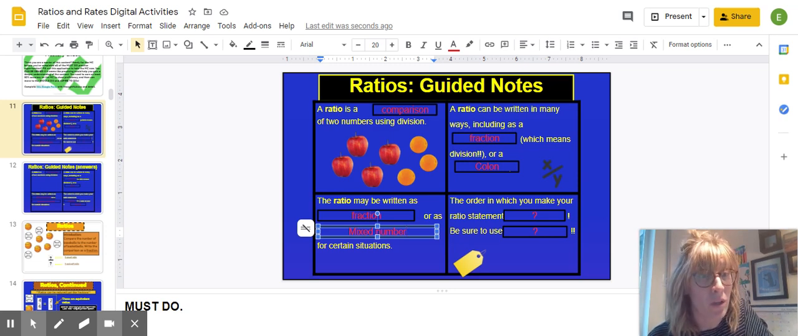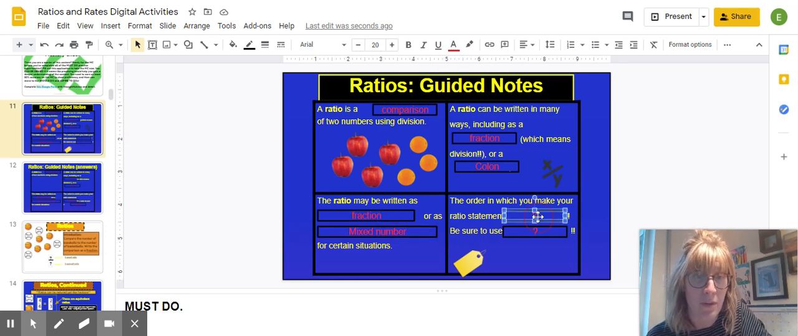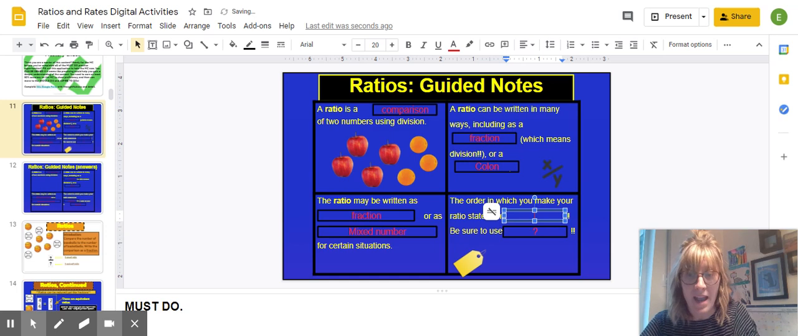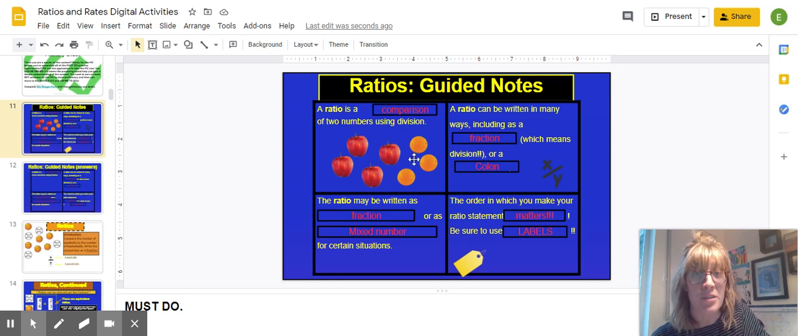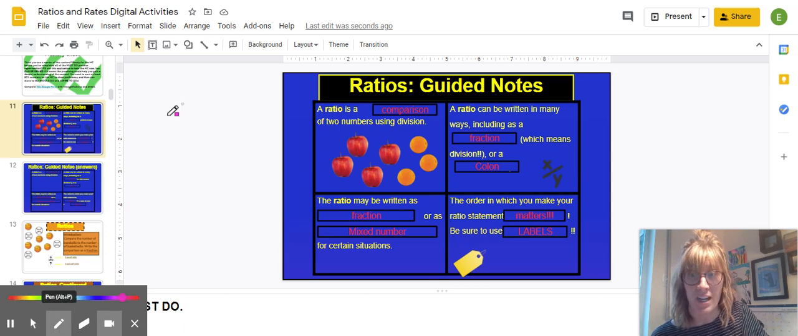The most important thing to remember when you're comparing is that the order matters. The order in which you make your ratio statements matters. So be sure to use labels. There's a little tag here. If you say the ratio up here of apples to oranges, you want to make sure you say it's a 4-to-3 ratio. So you could write it in different ways, right?